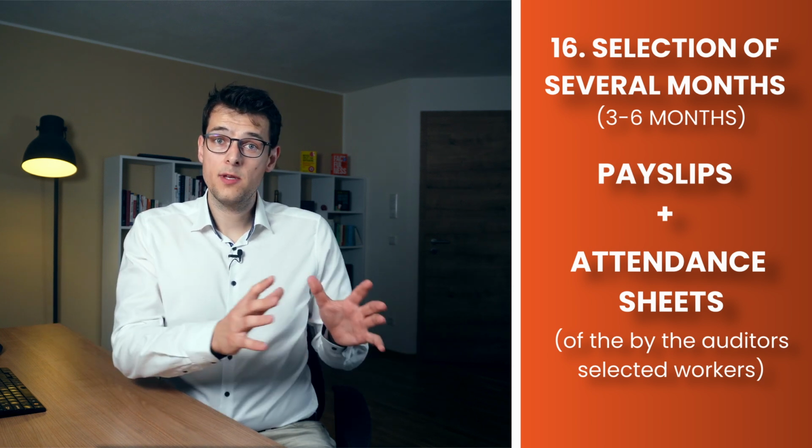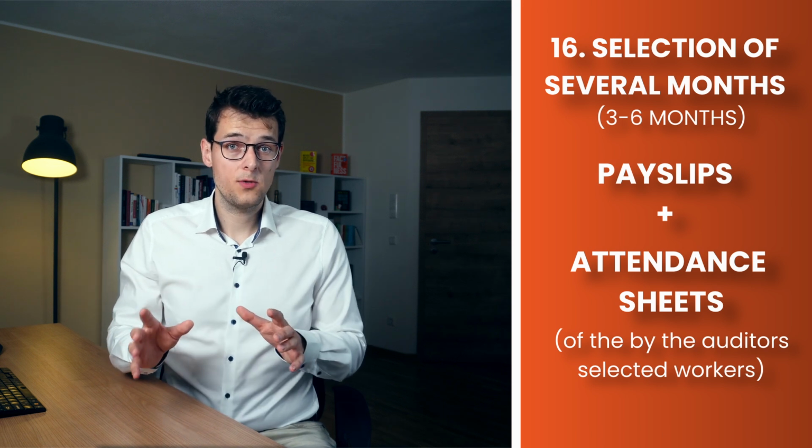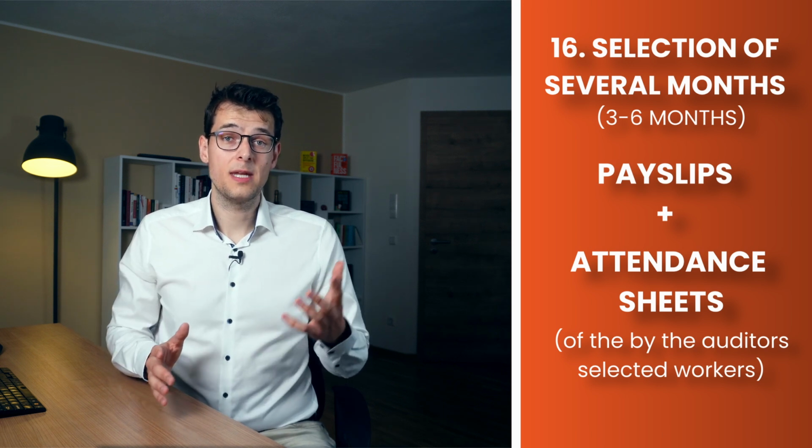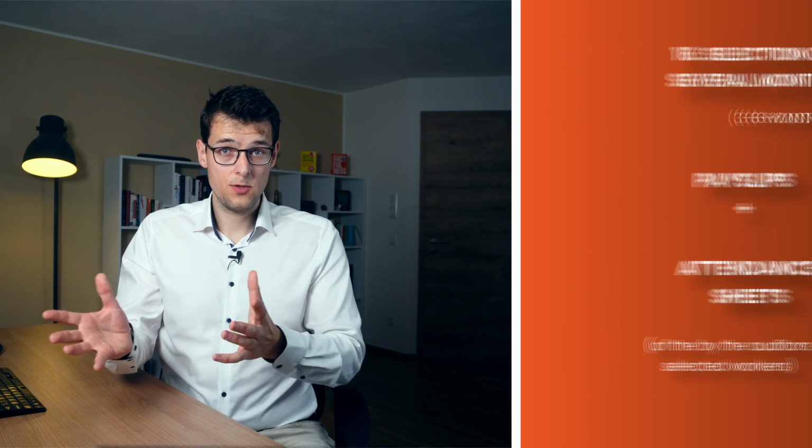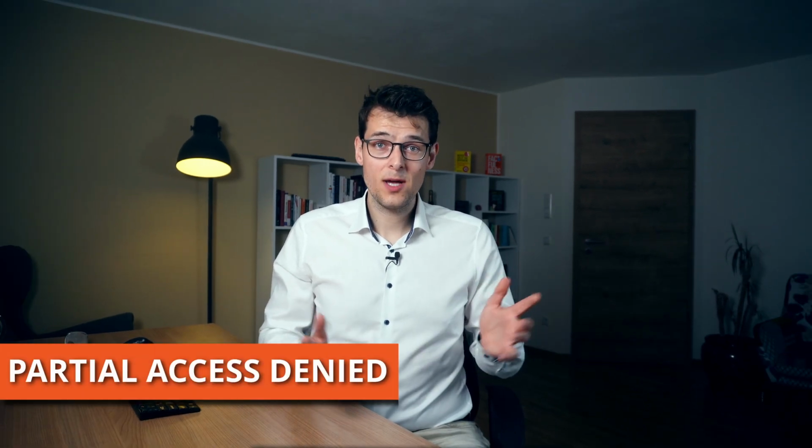HR can then gather the needed documents for the sampled employees to have them ready for the HR management interview and document checking section. If the personal documents cannot be shown in time, this would be a big issue. Not for the auditors, but for the company being audited. This would be called partial access denied, and it is quite often a zero-tolerance issue for many clients.